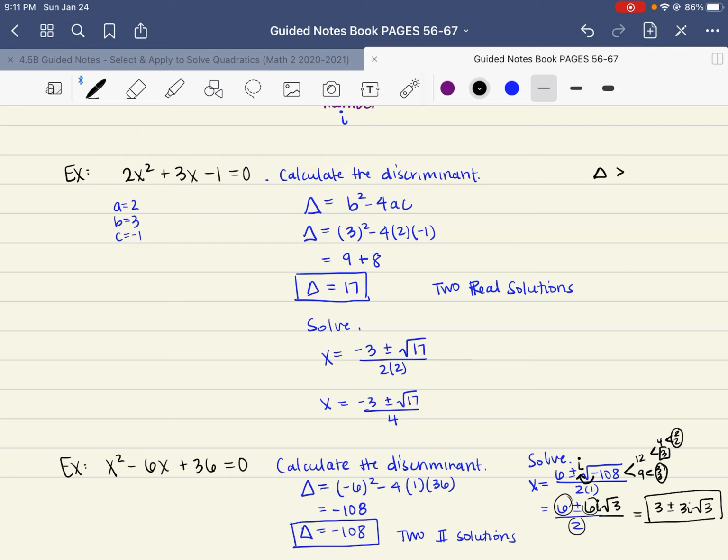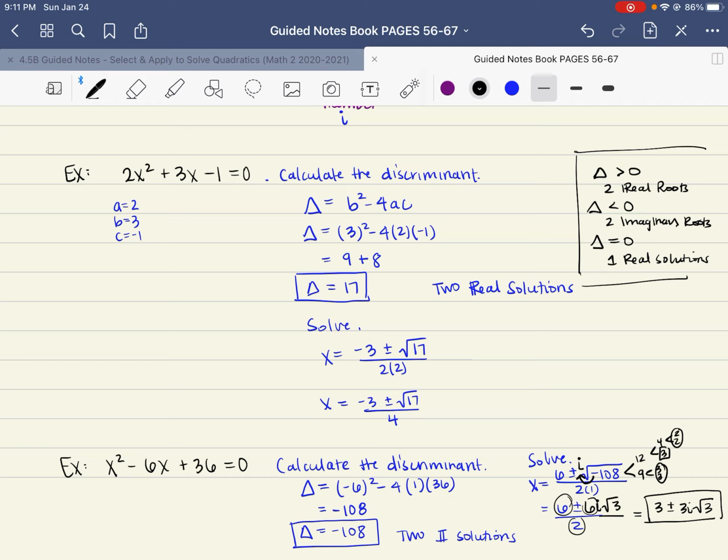If the discriminant is greater than 0, so it's a positive number, then we have 2 real roots or solutions. Remember, those are interchangeable. If the discriminant is less than 0, if it's a negative number, then we have 2 imaginary roots or solutions. And then if the discriminant is equal to 0, that's the scenario where we have the 1 real solution. Maybe I'll quickly go through one scenario of those. But this right here is what you're going to want to remember as you're identifying that.